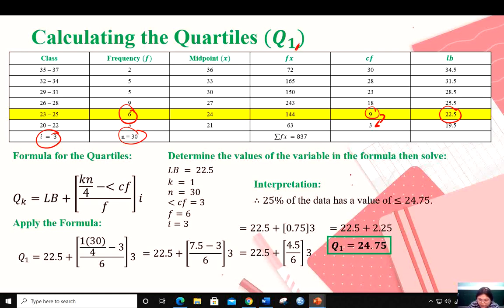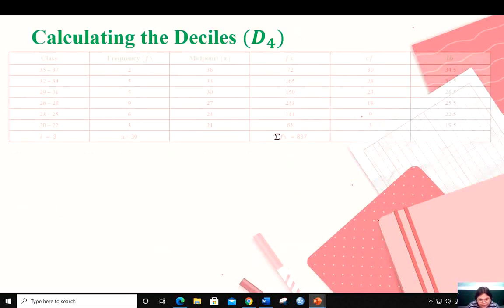Okay po, so ibig sabihin kung ito yung data natin, ito si 24.75, ibig sabihin lahat, yung 25% ng data natin, nandito yung value nila. Okay po, less than kay 24.75 or equal. Also, we can interpret that 75% of our data has a value of greater than 24.75. Yung kabilang side naman yung interpret natin. Nakakuha po. Okay, now let's proceed to decile.